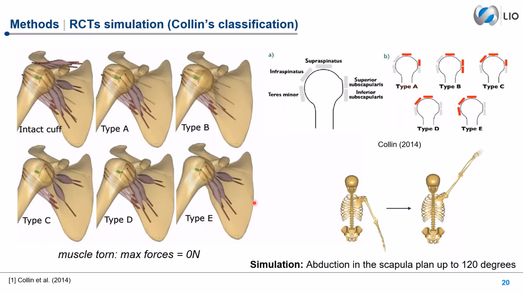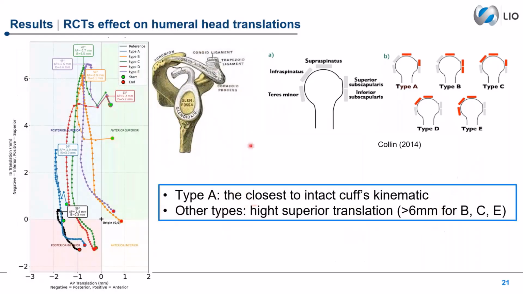So the results, what we can see, you have here in black the reference. The reference with the intact cuff is really, really close to a ball and socket kinematic. So few translations, it's a bit superior at the beginning and inferior at the end of the motion, and it's more posterior. In terms of rotator cuff tear types, type A, the blue one over there, is the closest to the intact cuff kinematics.